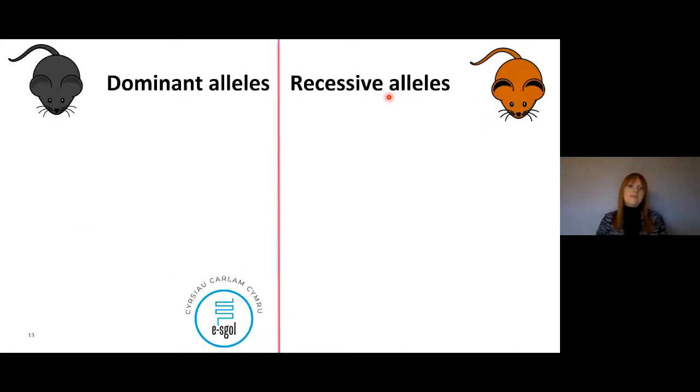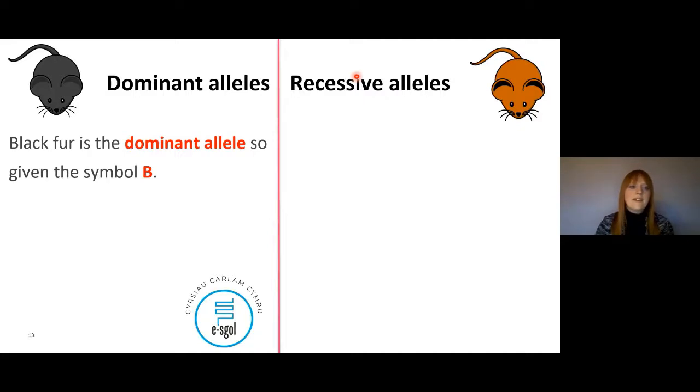Let's have a look at 2 new words now: dominant alleles and recessive alleles. Black fur is a dominant allele. So we give all dominant alleles a capital letter. In this case, we're going to use the letter B because we're going black and brown. In most exam questions, they will tell you what letter to use. But if it's a dominant allele or a dominant trait, then we always use a capital letter.